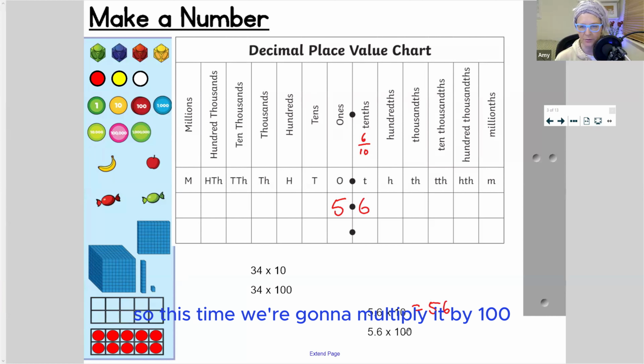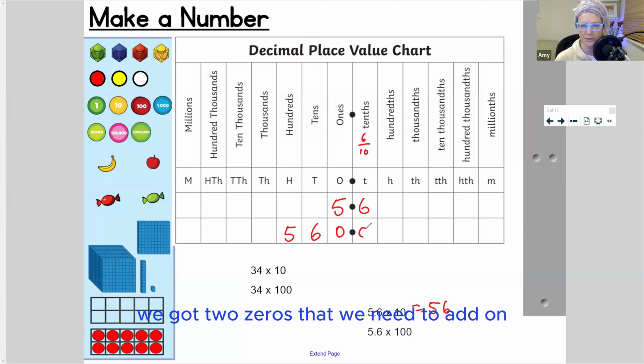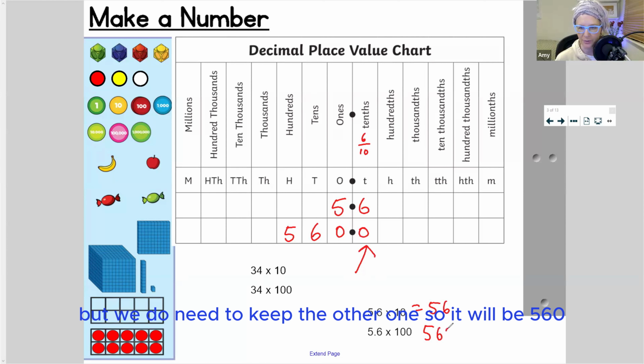Okay, so this time we're going to multiply it by 100. So it's going to move 2 places. The 5 is going to move 2 places, and it's going to be in the hundreds. The 6 is going to jump over the decimal, move 2 places and be in the tens. And then because we've got 100, we've got 2 zeros that we need to add on. This one is optional because it has no value, but we do need to keep the other one. So it will be 560.